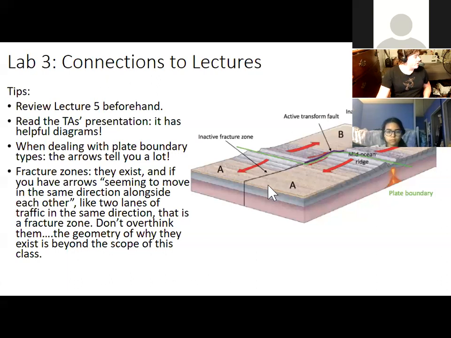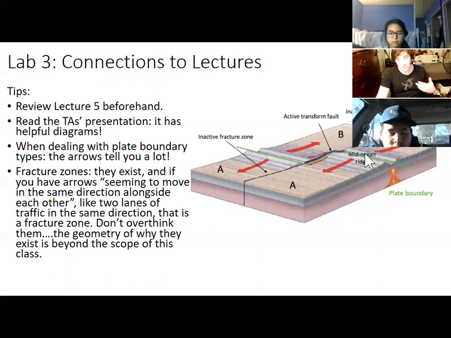Oh, I see there's a question in chat. You can identify the fracture zones by the arrows, and I'll get to that in just a second. But you can see that the active transform fault is this long right now. There's a set distance between one of these spreading centers and the other. If the rate of spreading changes rapidly, that can cause the length of the transform section to change. And that's kind of what causes the fracture zones.